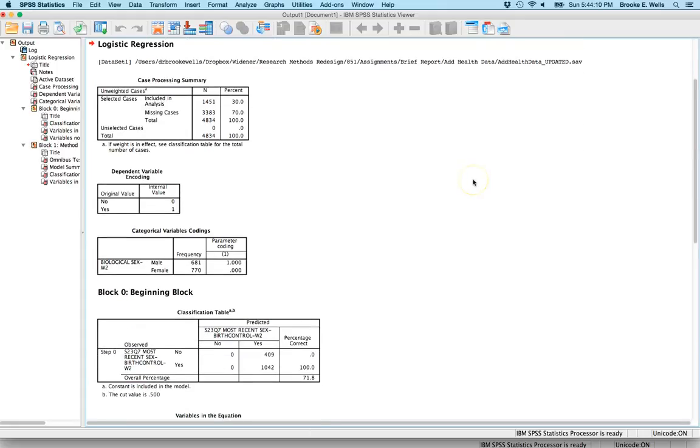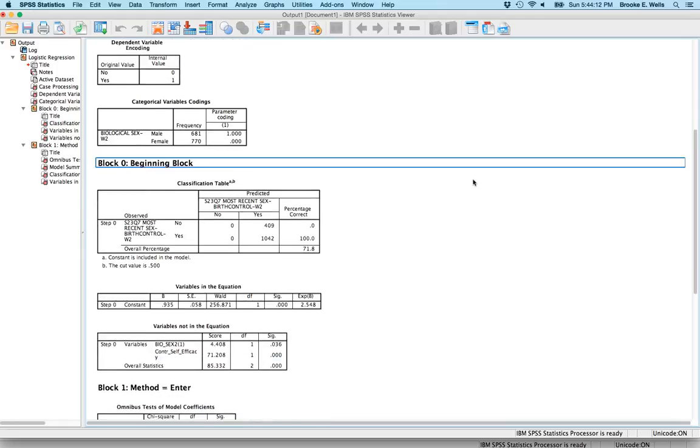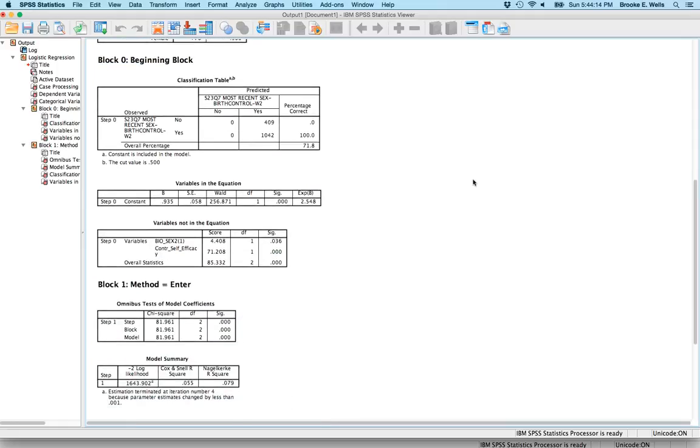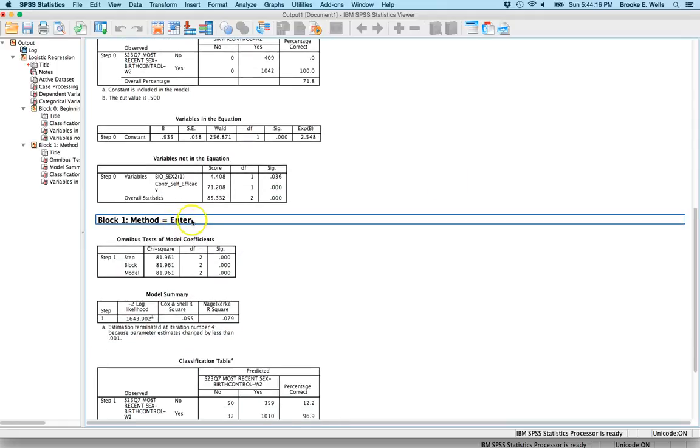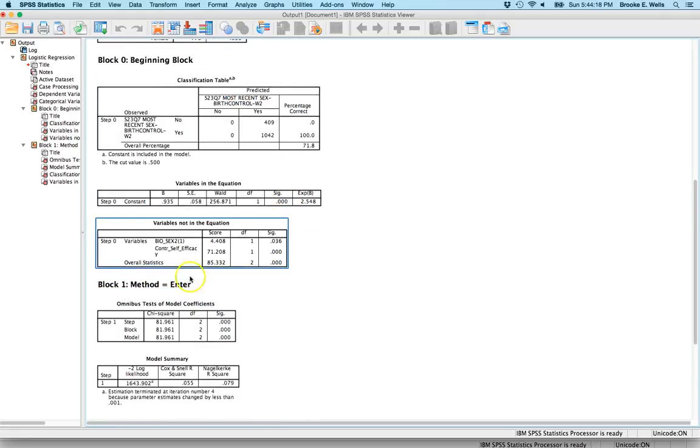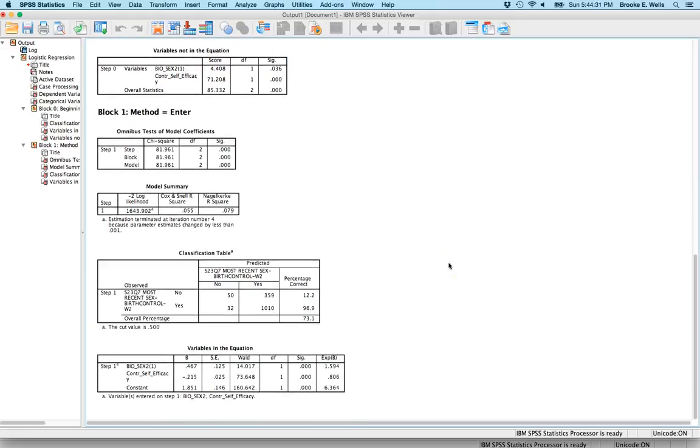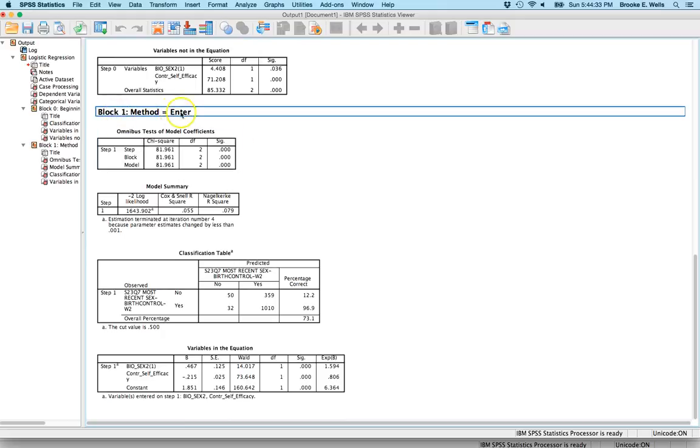So let's work through a little bit of this. Really, we're not going to start interpreting anything until we get to block 1. This block 0 is our outcome without any predictors in the model. And so it's not including biological sex. These are not in the equation. It's not including contraceptive self-efficacy. And so we're just going to mostly ignore all of that and start here at our first block.